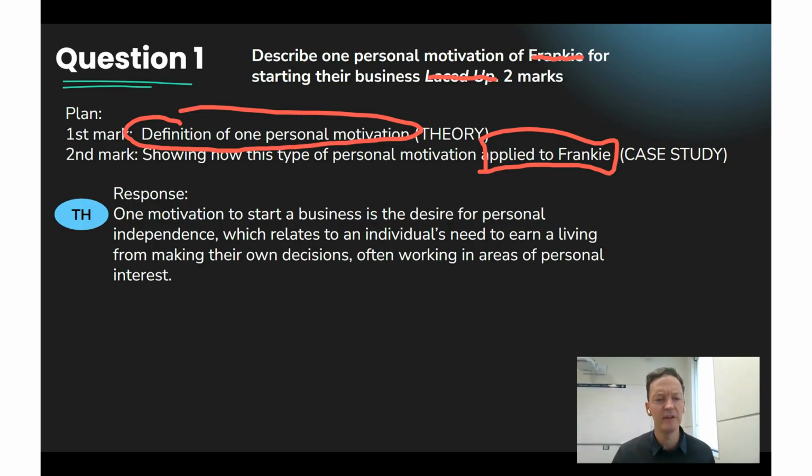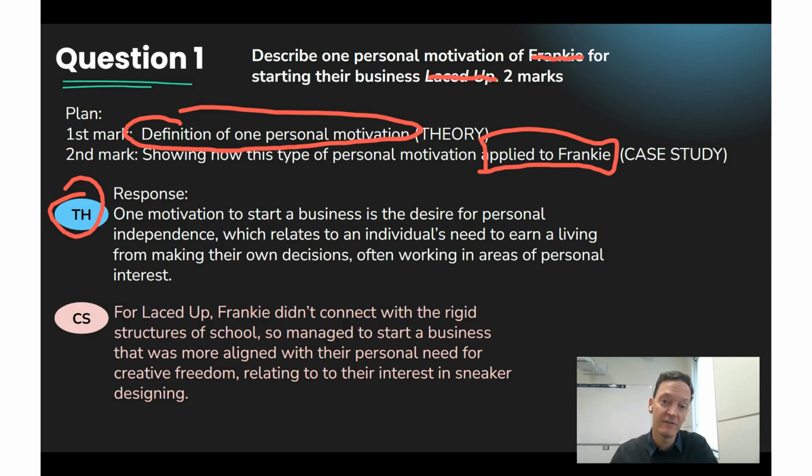An individual's need to earn a living from making their own decisions, often working in areas of personal interest. And so you can see here that applies to most businesses. That is true for most businesses, and that's the theory that you've learned about personal motivations for starting a business. So that's the first mark, TH for theory.